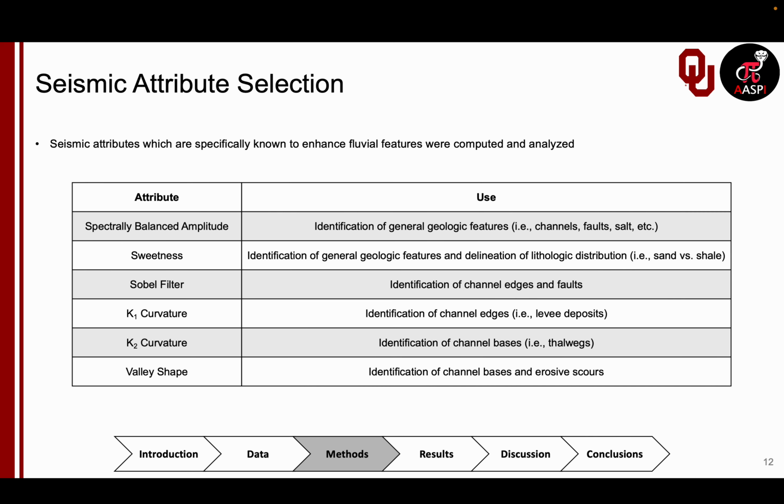For now, let's talk about the attributes that we computed. You saw I'm mapping unconformities, so along these unconformities, I'm expecting to find fluvial features. So I computed attributes which are specifically known to enhance fluvial features. Starting out, like you saw, this data is pretty noisy, so I ran spectrally balanced amplitude just to clean that amplitude volume up a little bit. Next I ran sweetness, and then I got into some geometric attributes: Sobel filter, K1 or positive curvature, K2 or negative curvature, and then valley shape.